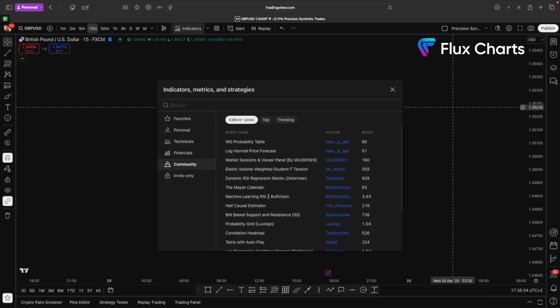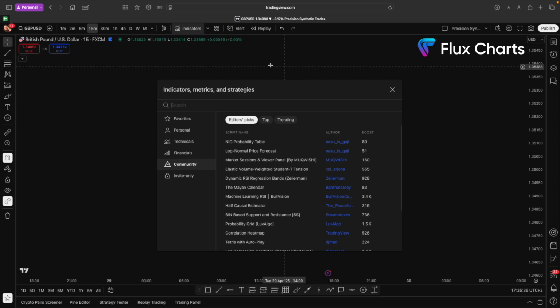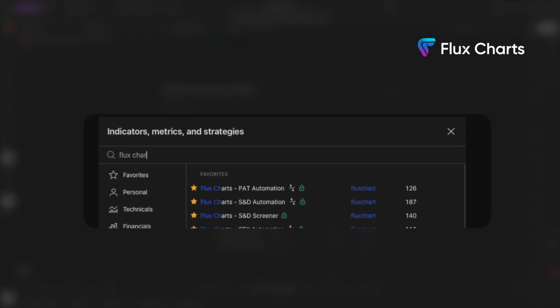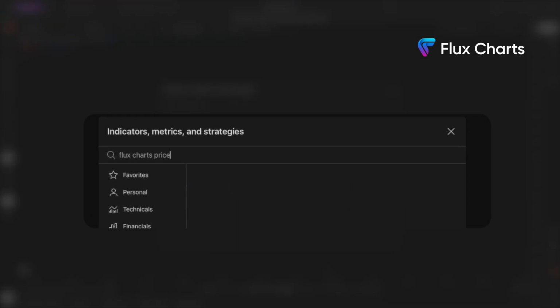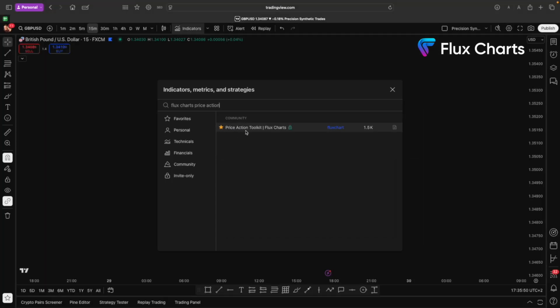Alright, so the first thing you want to do, you want to go to your indicators right over here and type in Flux Charts price action toolkit, and it's this one here. Disclaimer, it is a paid indicator, it is not a free indicator. Let me show you what this indicator does. So you're going to add this to your chart.